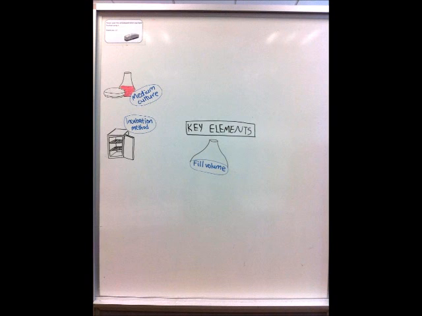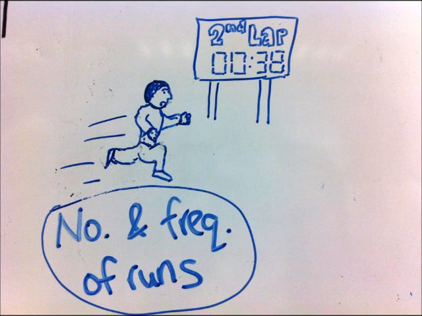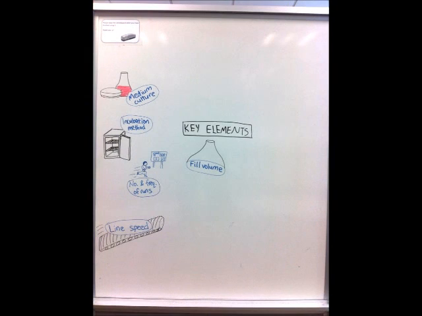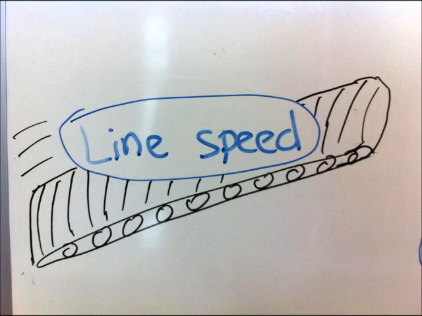Next will be the number and frequency of runs. Well, the initial validation should be performed with 3 consecutive satisfactory simulation tests per shift and repeated twice a year. Okay, so following on will be the line speed. The media fill should address the range of line speeds employed during production.